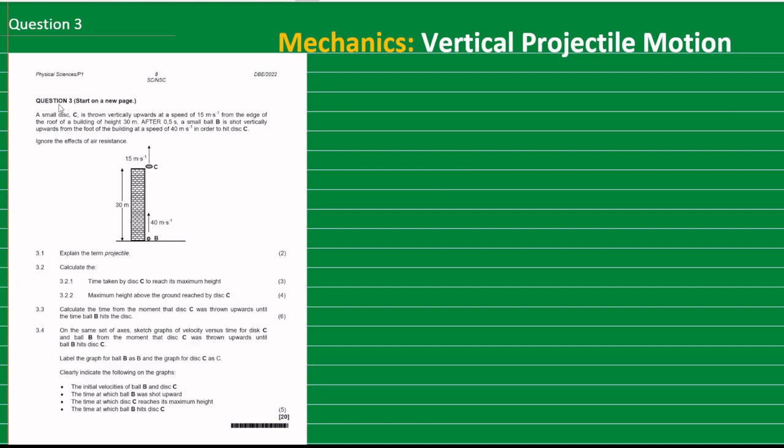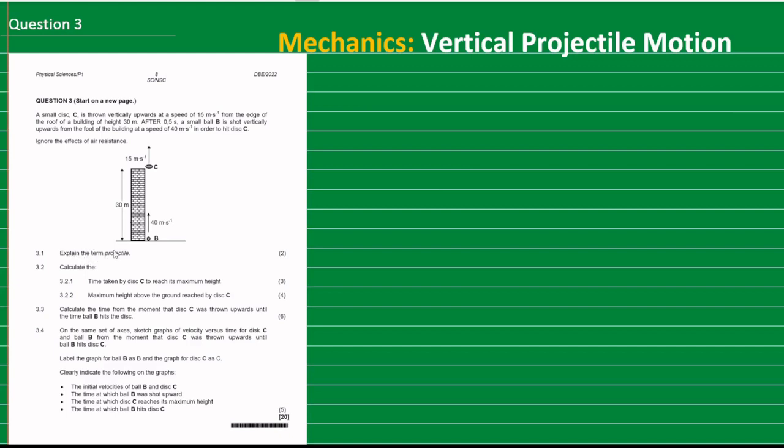So the question reads as follows: a small disk C is thrown vertically upwards at a speed of 15 meters per second from the edge of the roof of a building of height 30 meters. After 0.5 seconds, a small ball B is shot vertically upwards from the foot of the building at a speed of 40 meters per second in order to hit disk C. Ignore the effects of air resistance. So the information is given here.